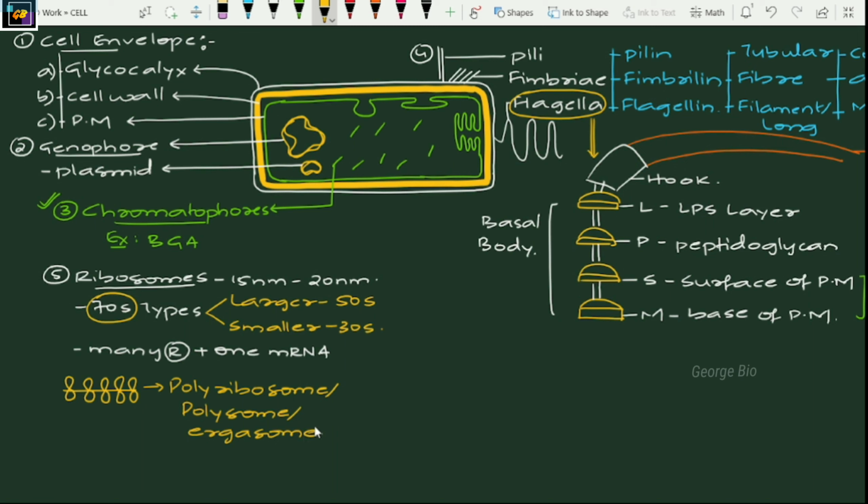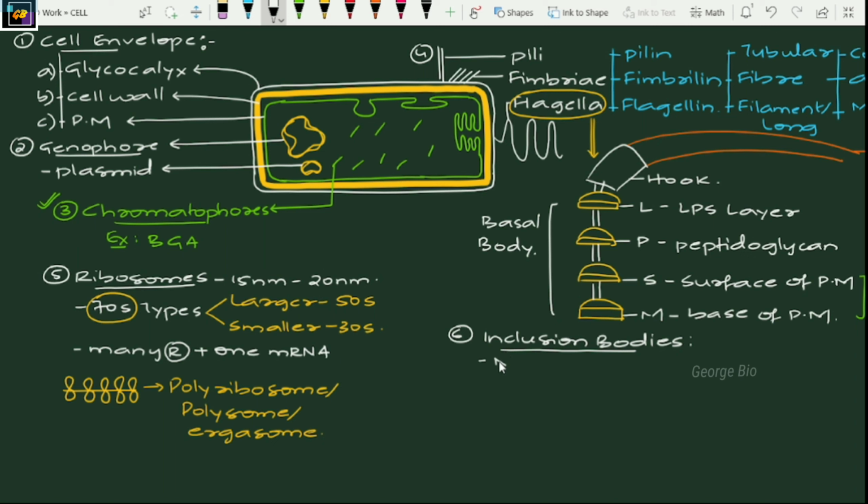Now this polyribosome is the one which helps in translating the mRNA into the protein. Now apart from all these, the last one, that is number 6, consists of inclusion bodies. Now these inclusion bodies are non-membrane bound. So you can get different kinds of questions based on all these aspects individually as well.